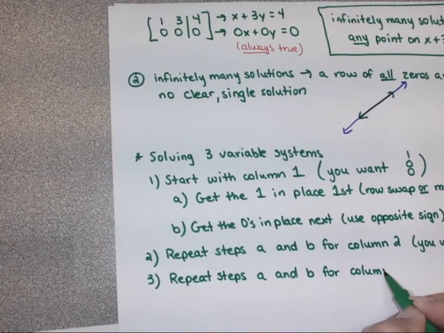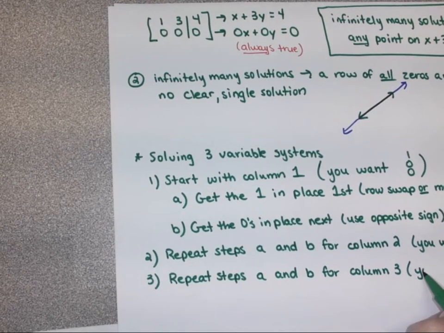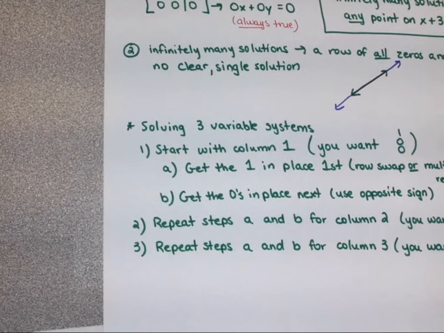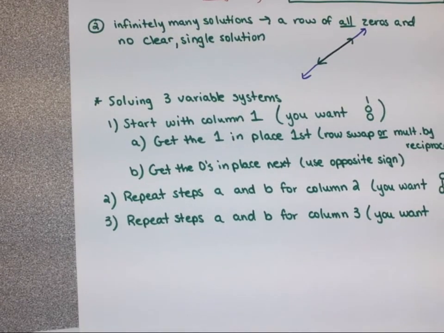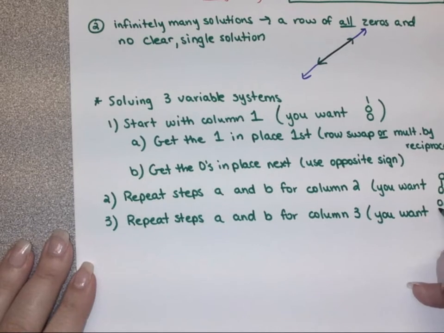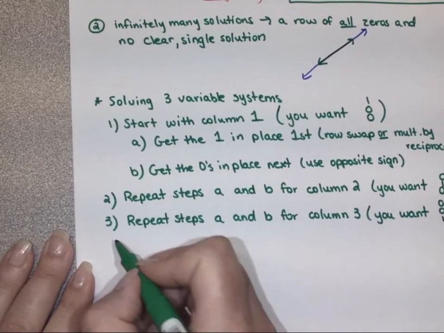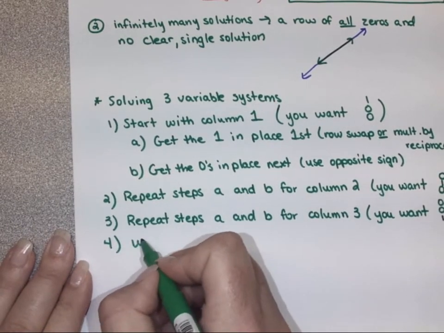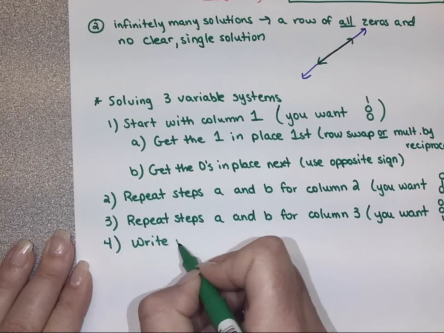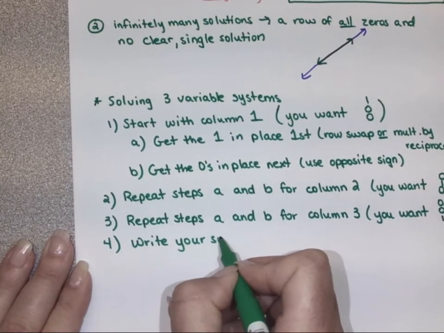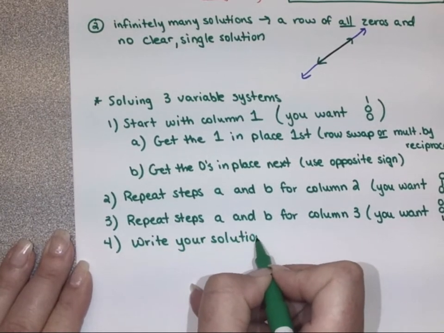So these are longer just because you have more numbers to fix, more columns to fix. But process-wise, it's not really any more challenging. Okay, what do I want the third column to look like? 0, 0, 1. And then step 4 is just to write your solution, because once you have a reduced matrix, you've got your solution right there.